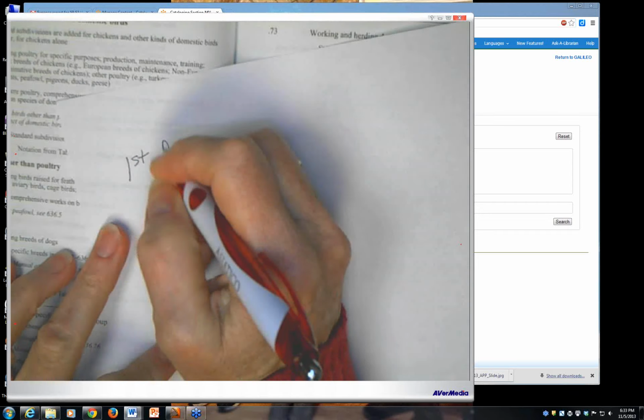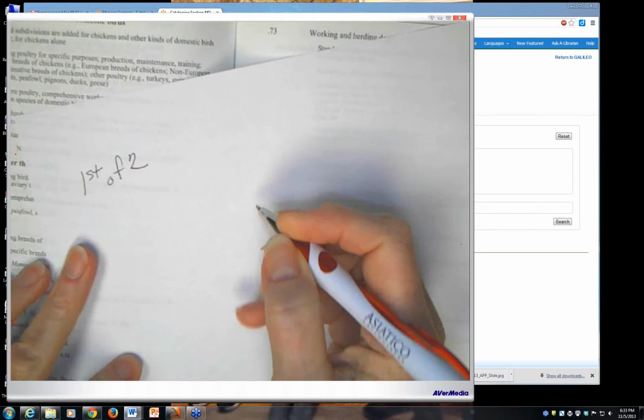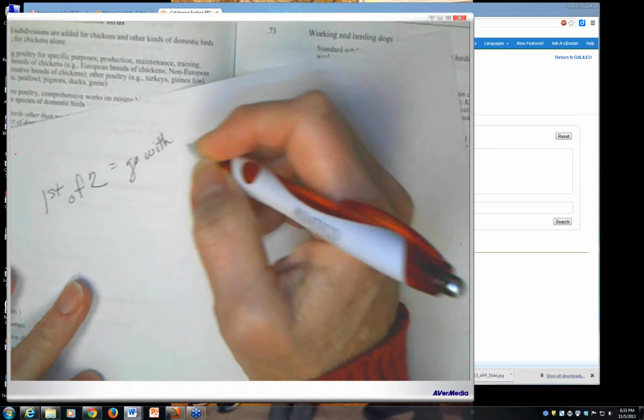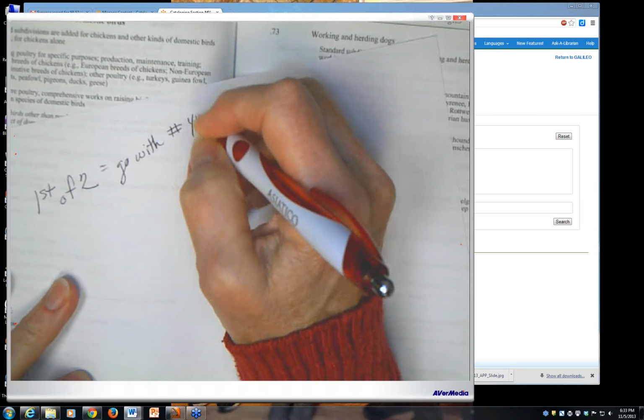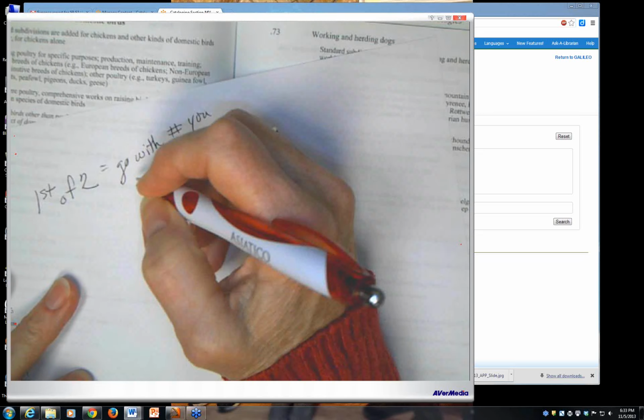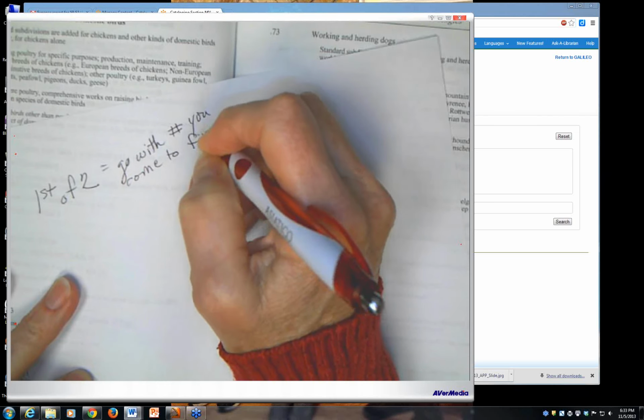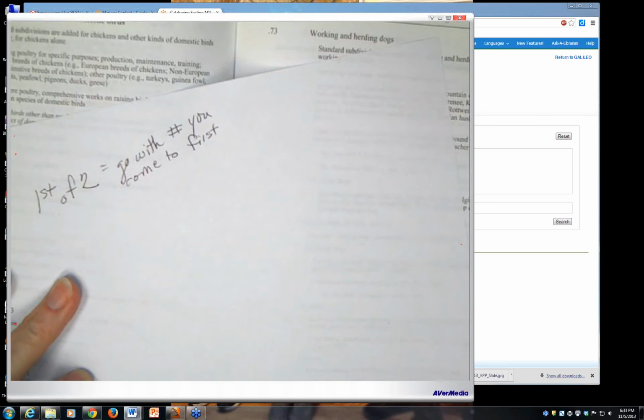Okay. Very good. Someone was asking about the first of two rule. Now let's remember the difference: the first of two rule is where you go with the number you come to first in the schedules. Okay, that's first of two.